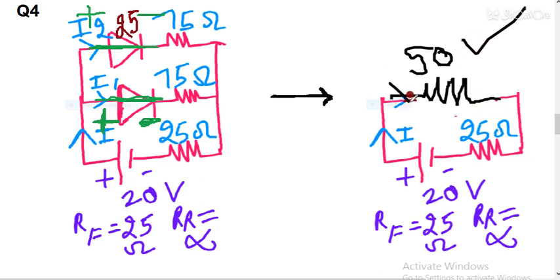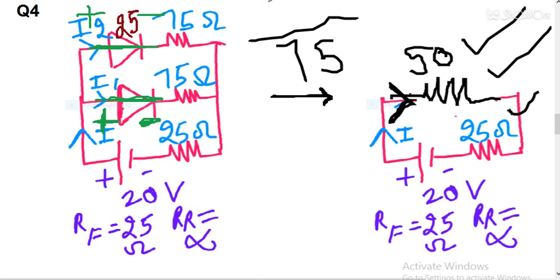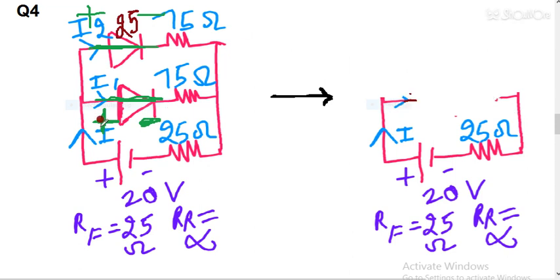Now if the total current flows through this circuit, 50 ohm and 25 are in series. So total resistance offered is 75 in the total circuit, and the total current will be equal to 20, the voltage, so 20 by 75 ampere will be the total current, and after this point the total current is 20 by 75.